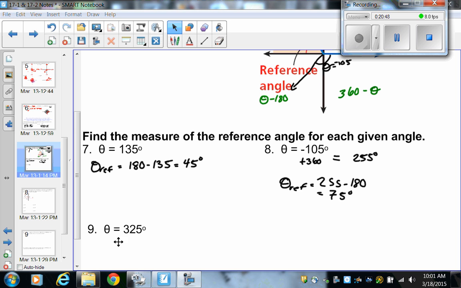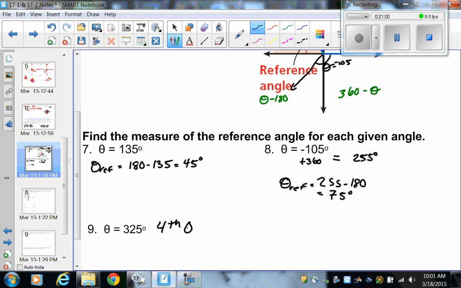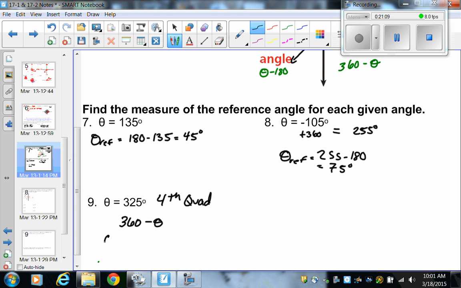Number 9, we have theta equals 325 degrees, so it's already positive. And if I think about this, 325 degrees is going to be in the fourth quadrant. So if I remember my little rule, it's just going to be 360 minus theta. So my reference angle for theta is going to equal 360 minus 325, which comes out to be 35 degrees.